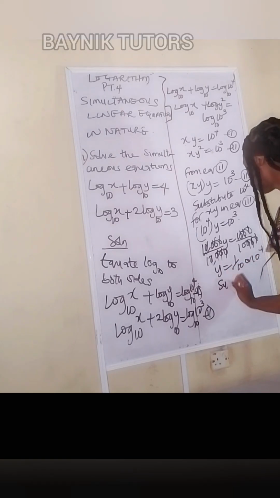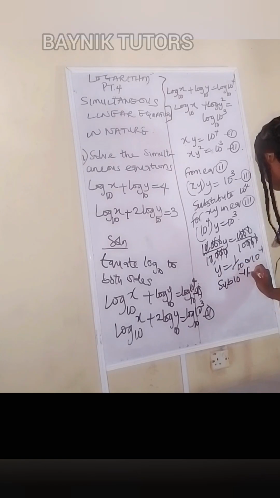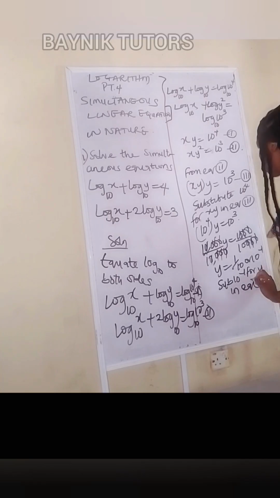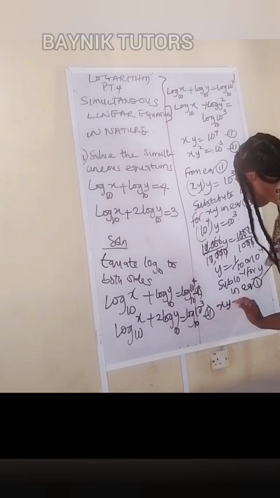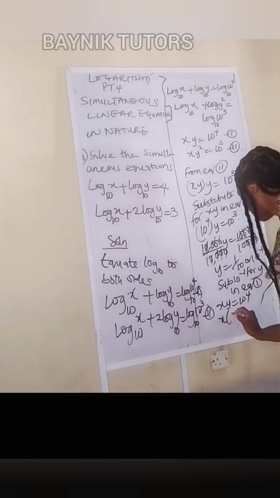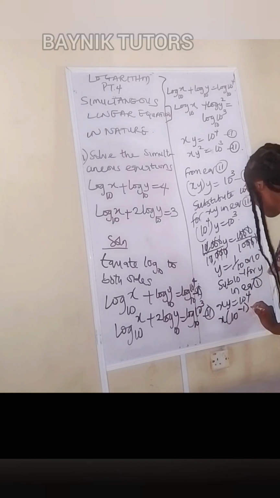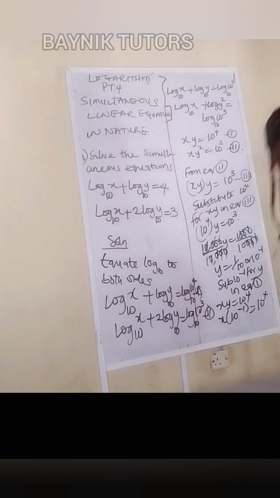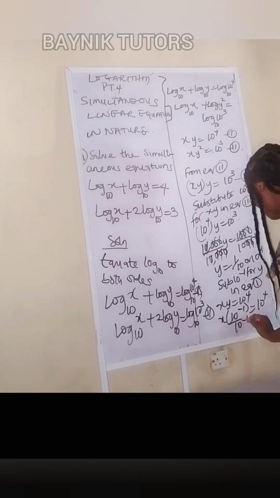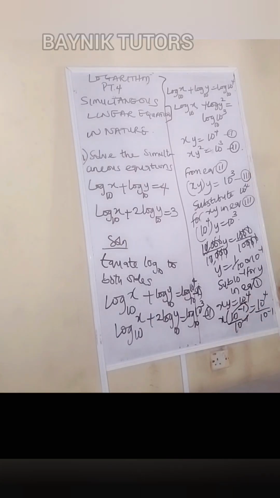10 raised to the power minus 1 for y in equation 1, so that we can get our x. So xy equals 10 raised to the power 4. So what is our y? 10 raised to the power minus 1, equals 10 raised to the power 4. Do you understand now? So now we can just divide both sides by what? 10 raised to the power minus 1, so our x can stand alone. Have you seen that now?